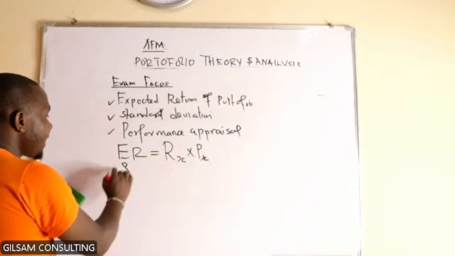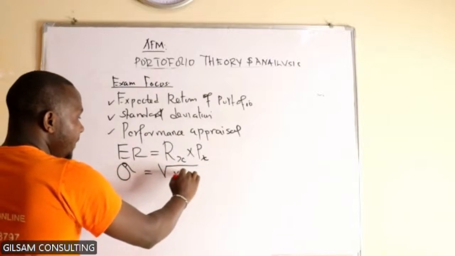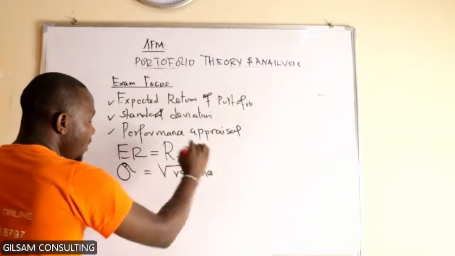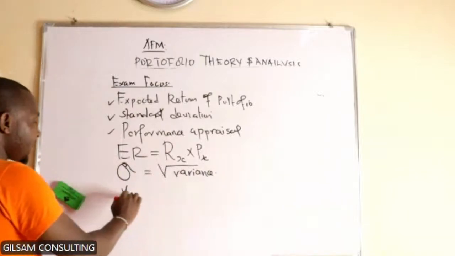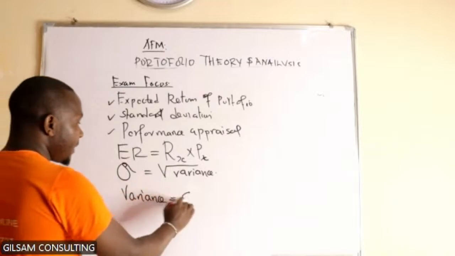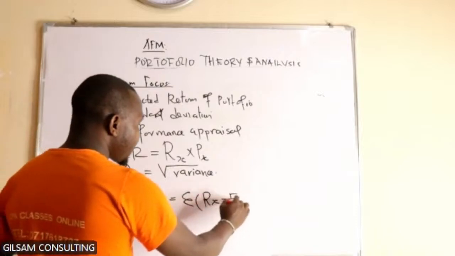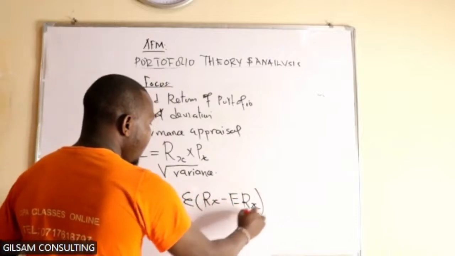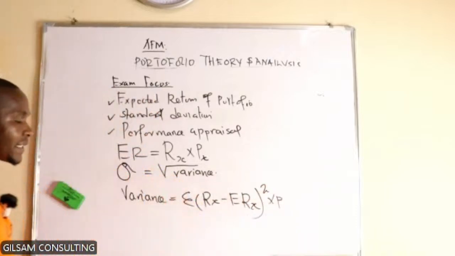And then the standard deviation is the root of what? Of the variance. I hope we said that. For us to get the variance, it is the sum of the return minus the expected return, squared, and multiplied by the probability. So that's how to get the variance.